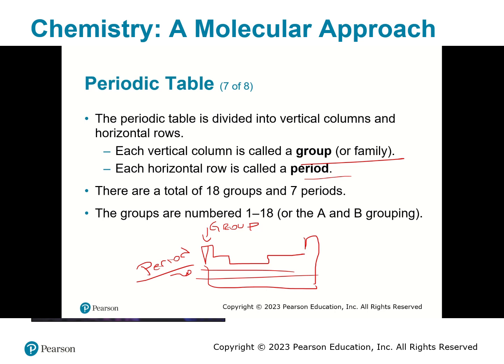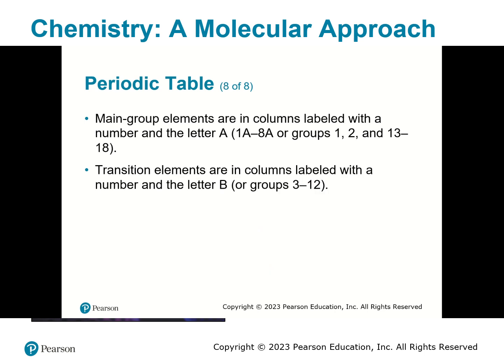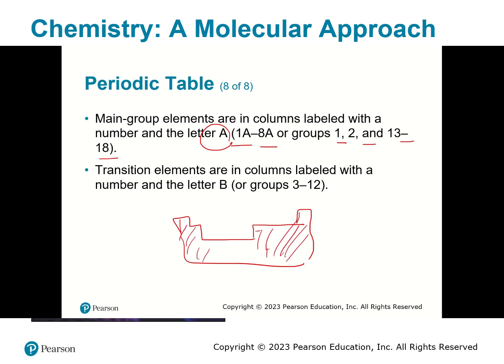Okay, so the groups are numbered 1 to 18, and in some periodic tables they use A and B groupings. In the periodic table, the main group elements are in columns labeled with the letter A, 1A to 8A, or groups 1, 2 and 13 to 18. Like I said, those are the main groups over here. Those over here and those over here.